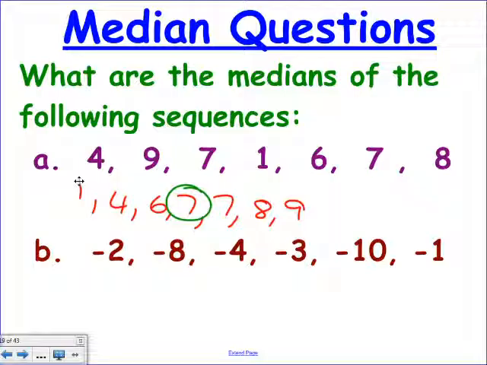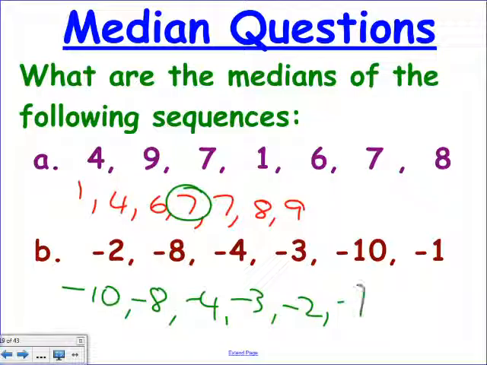Happy with that? Let's look at the second list of numbers. Let's put them in order. So this is a test in the exam. Do you understand the order of negative numbers? So what's the lowest number? So I've got minus 10, minus 8, minus 4, minus 3, minus 2, and minus 1. So that's the first mark in the exam. Do you know how to order negative numbers?